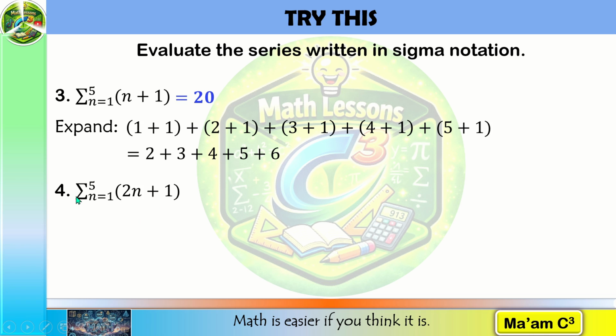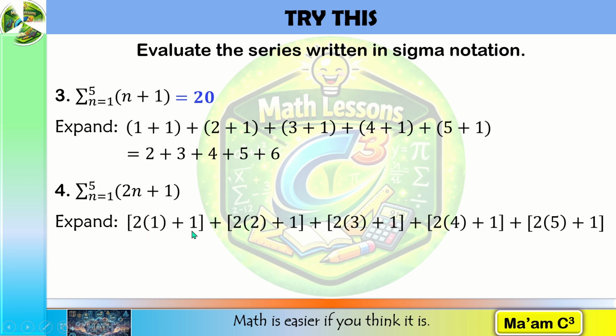Last one, the summation of quantity 2n plus 1 from n equals 1 to 5. Let us expand. This will be the quantity of 2 times 1 plus 1 plus the quantity of 2 times 2 plus 1 plus the quantity of 2 times 3 plus 1 plus the quantity of 2 times 4 plus 1 plus the quantity of 2 times 5 plus 1.